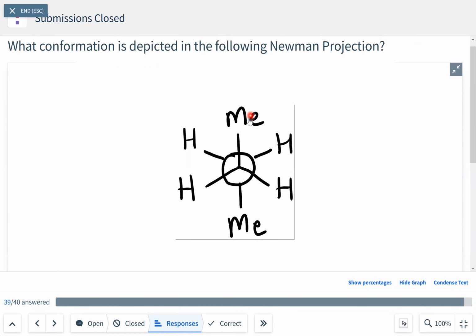So this is a special form of staggered conformation where the two large groups are on opposite sides from each other. So this is the anti conformation. What we're going to see later on, in the elimination reaction section, is that certain reactions can only take place if the two components are anti to one another. So they have to be basically 180 degrees across the bond. Okay, good. Next slide. The correct response was anti.